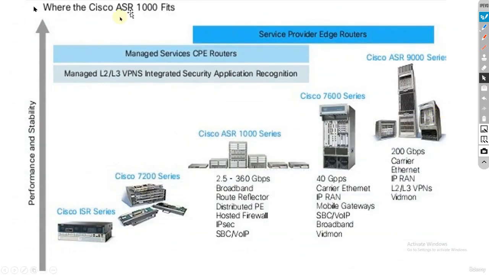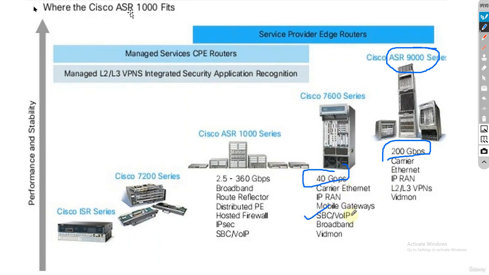Then on the other hand, we have ASR routers like Cisco ISR series, 7200 series, ASR series 1000 series, 7600 series, and then ASR 9000 series. So you can see 200 gigabits per second carrier. Okay, the bandwidth basically, and this is 40 gigabits per second.